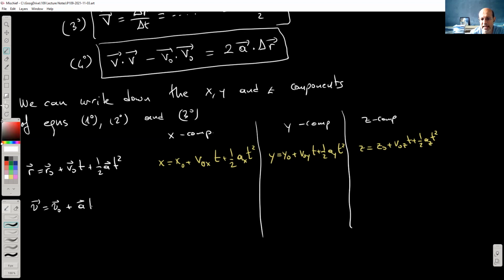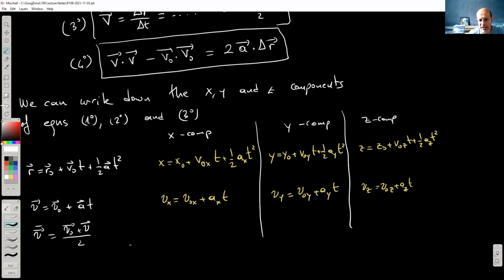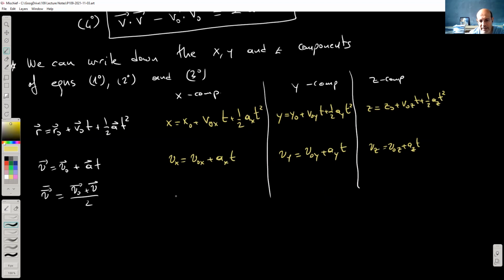Okay, let me do that one more time with the velocity. So Vx is equal to V0x plus Ax times t, etc. All right, let me just write them down and then I don't want to continue. Yeah, let me write one more equation. So there's this average velocity rule. So that was the 3rd equation. So average velocity was equal to the arithmetic average of the initial and final velocities. All right. Let me not write them down, all right?